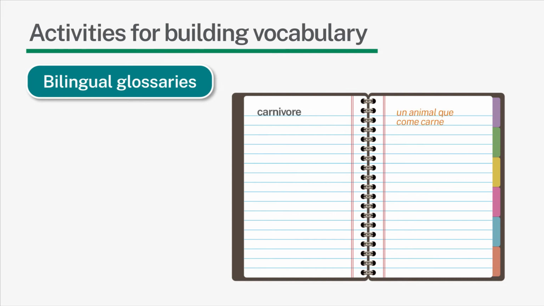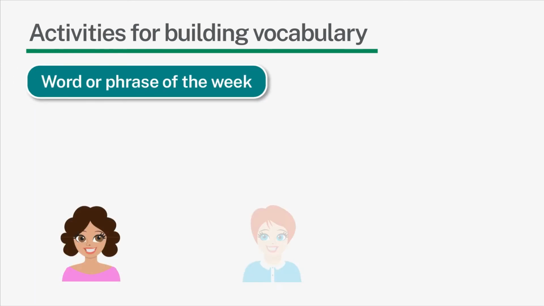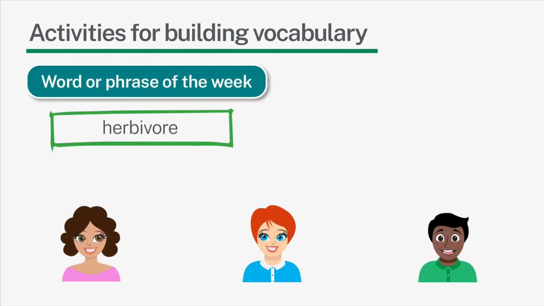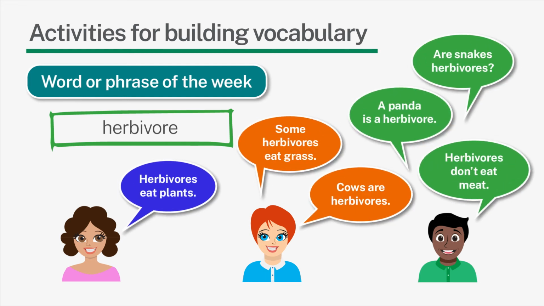It's useful to expand bilingual glossaries by providing multiple opportunities for learners to use a new word or phrase. This can be done by having learners use the word in a sentence, or providing an antonym or synonym, or by drawing examples of the new vocabulary. Finally, you can have learners commit to using a new word or phrase as often as possible during the week and report back. This can be a fun way to increase a learner's ability to understand and use the new academic vocabulary.